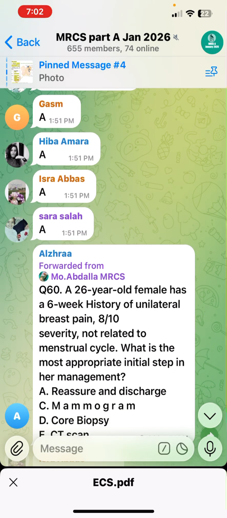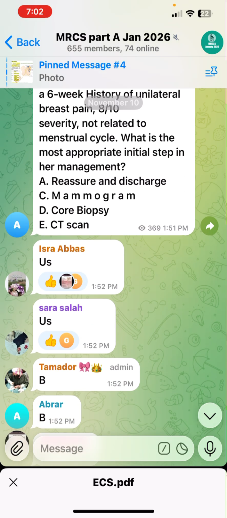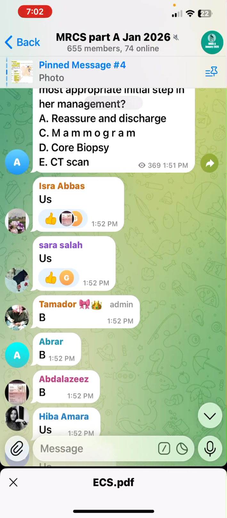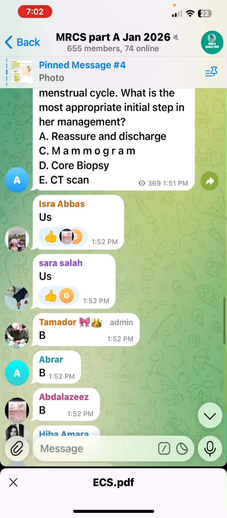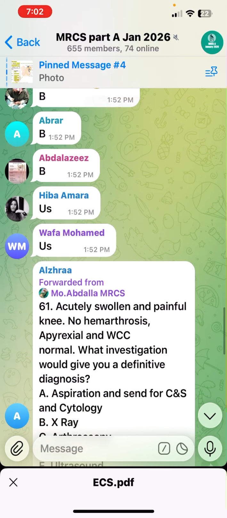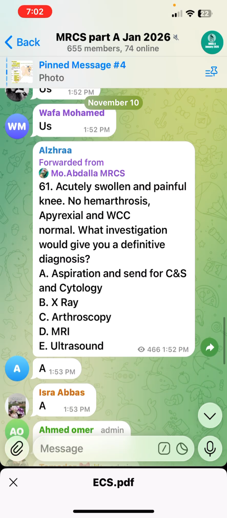A 26-year-old female has a 6-week history of unilateral breast pain, 8 out of 10 severity, not related to menstrual cycle. What is the appropriate initial step? Reassurance. Okay. B, there is sonography, ultrasound is not given. A is reassurance, second is ultrasound. Acutely swollen knee arthrosis. What is the definite step? Aspiration and send for culture and sensitivity.